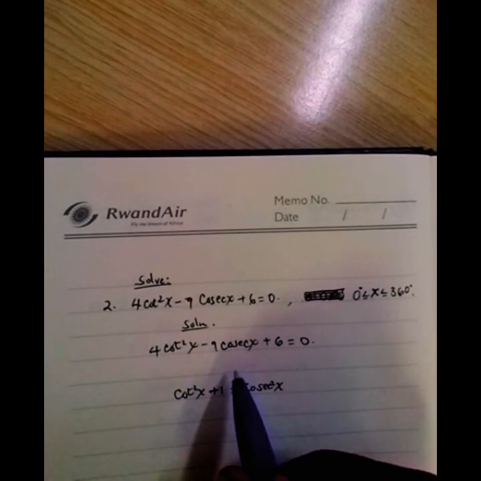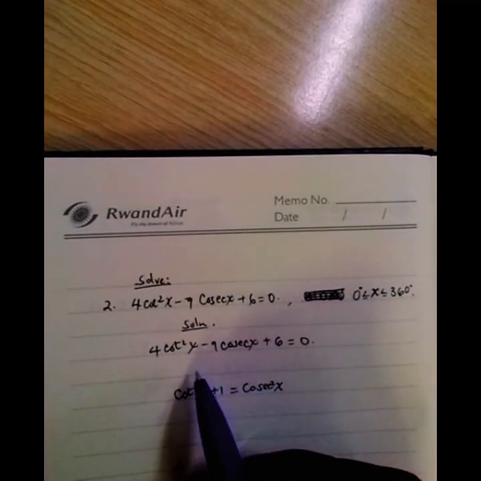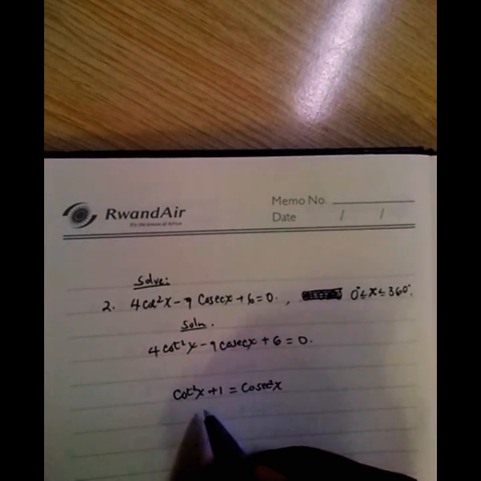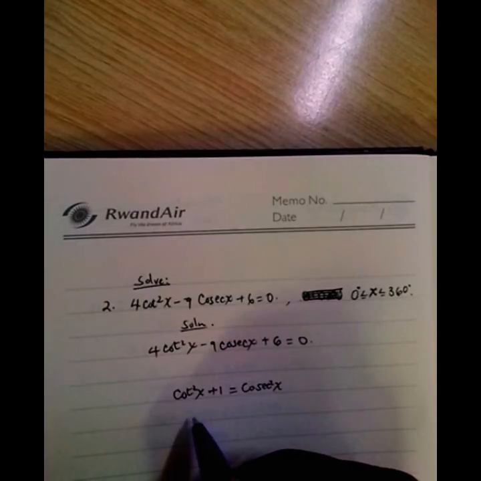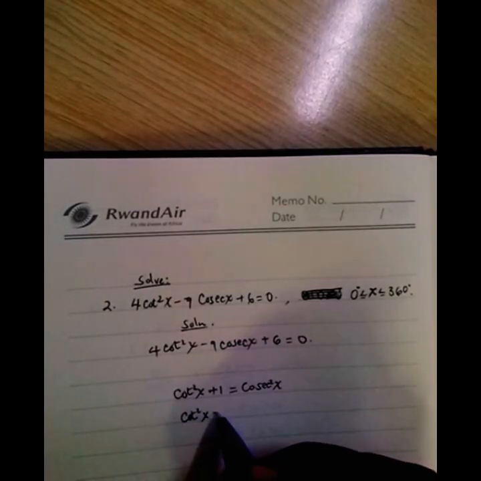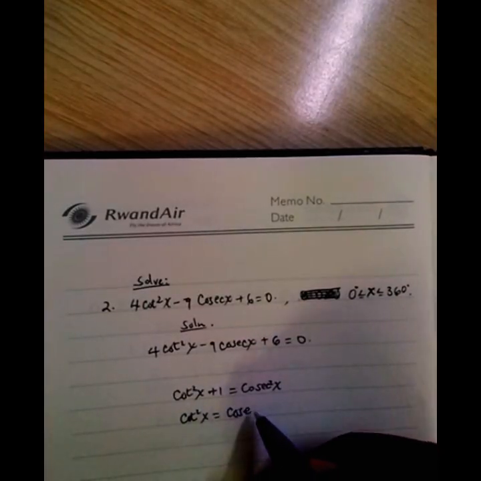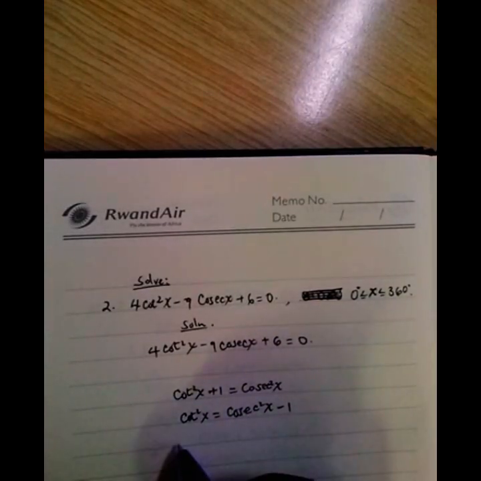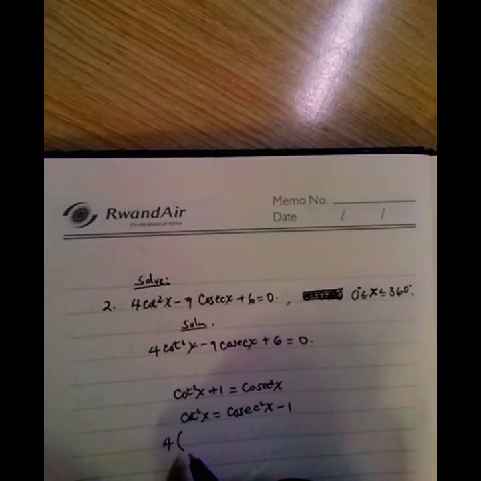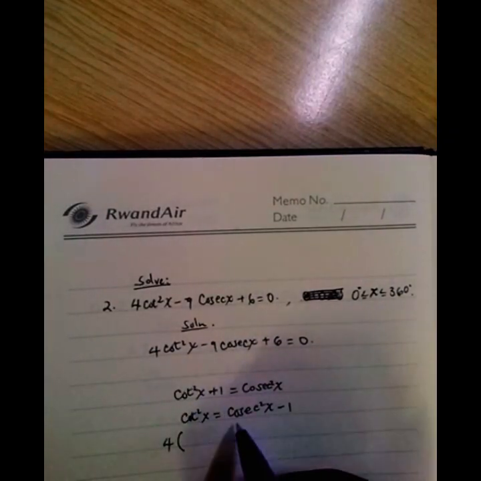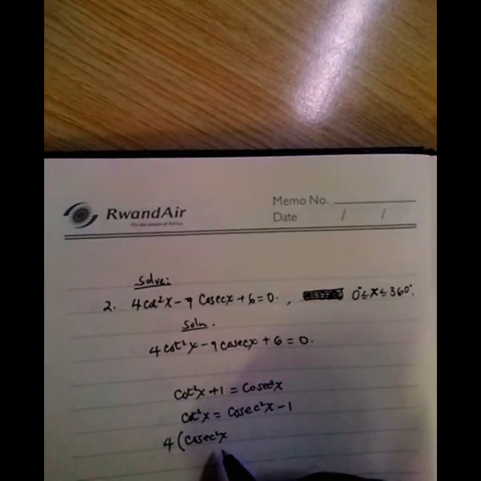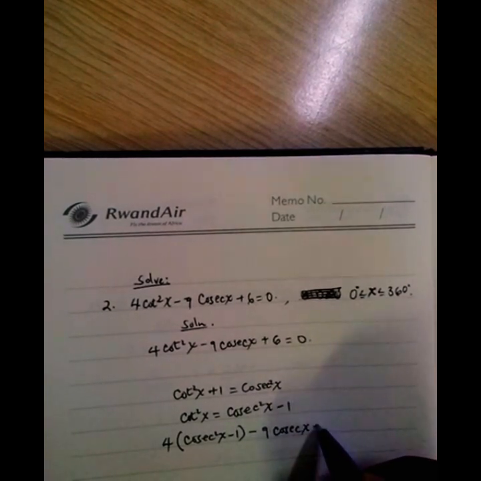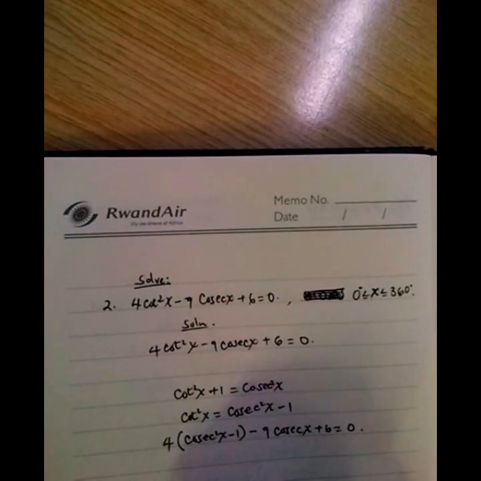So in this equation, since cot squared x is the term which is squared, we're going to make it the subject, such that we shall have cot squared of x equals cosec squared x minus 1. And then now we substitute in the original equation, which is 4, and in place of cot squared x, we write cosec squared x minus 1, minus 9 cosec x plus 6 equals 0.